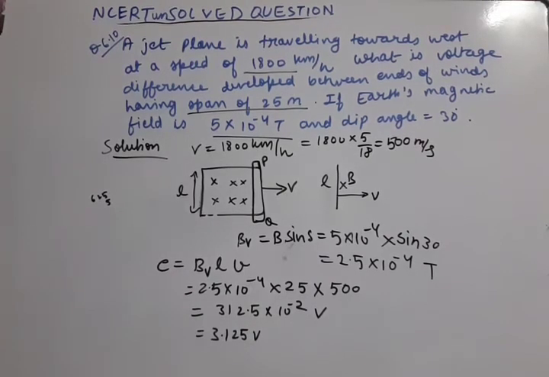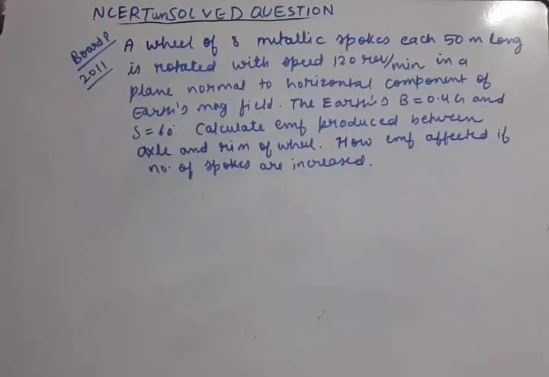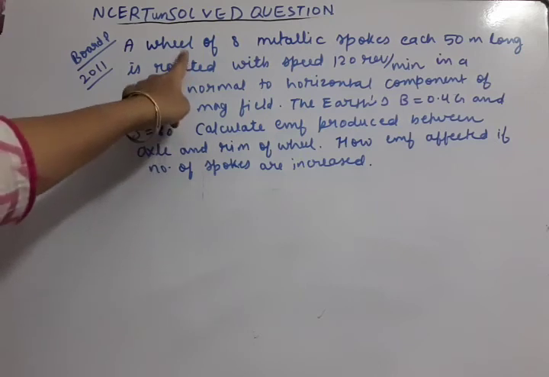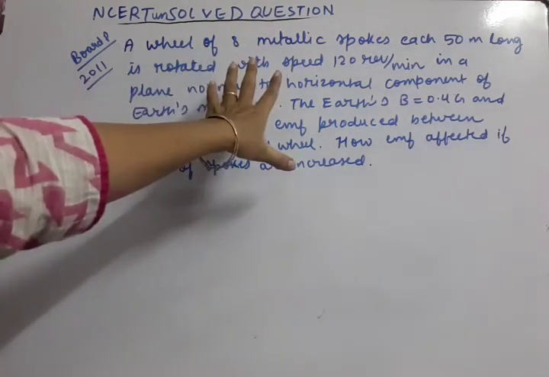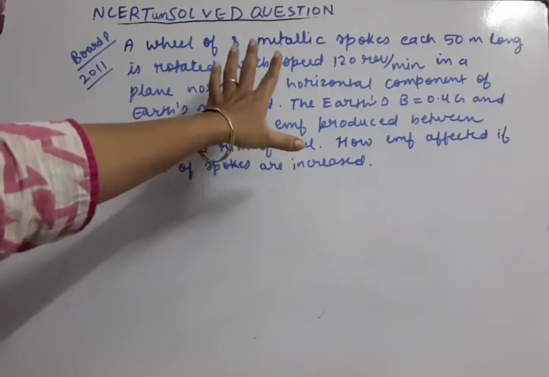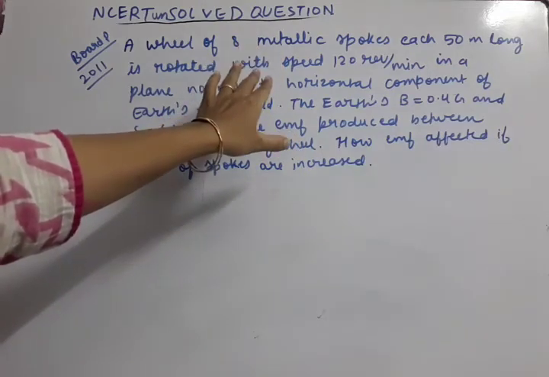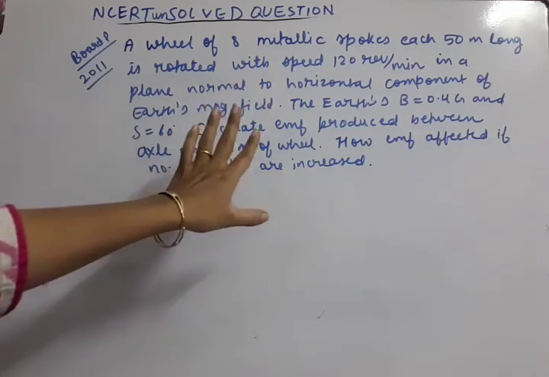Let us do one more such question, in which also we have to decide which component of Earth's field we have to take. Now this question is about a wheel and a rotation case. The previous question we did was the linear motion case, now the rotation case. We have to calculate induced EMF.